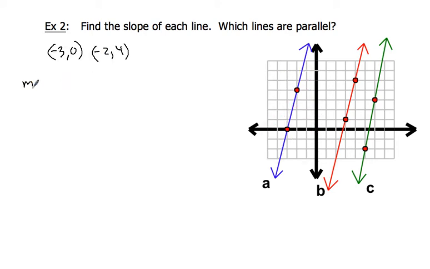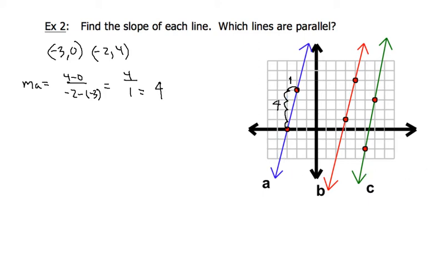So the slope for line A is going to be 4 minus 0 over -2 minus -3. Now 4 minus 0 is just 4, -2 minus -3 gives me 1, so I'm going to have a slope of 4. Now let me double check that graphically and see if I did that correctly. So if I start here, 1, 2, 3, 4, so my rise is 4, but then I start there and I have a run of just 1. So 4 divided by 1, yeah, that gives me a slope of 4.